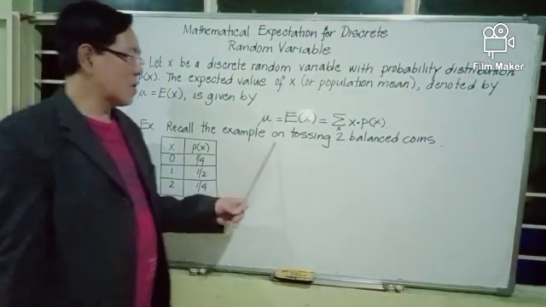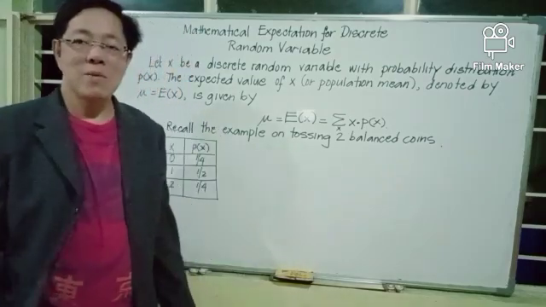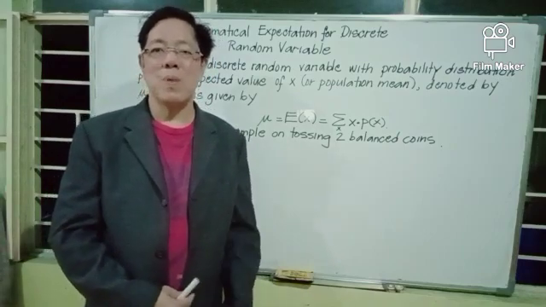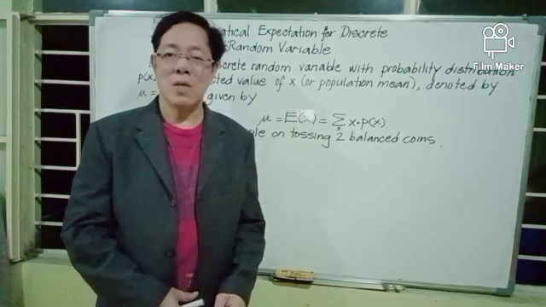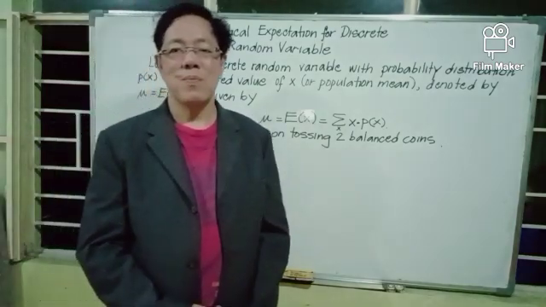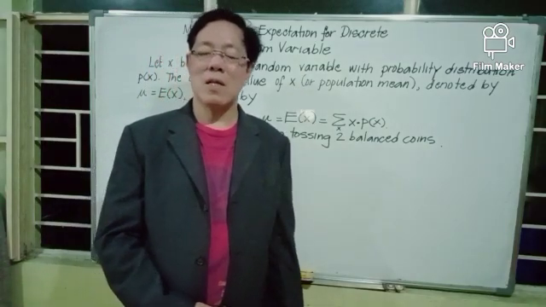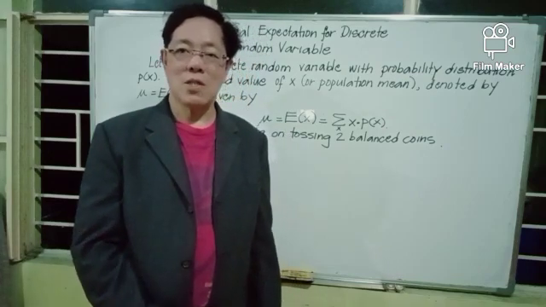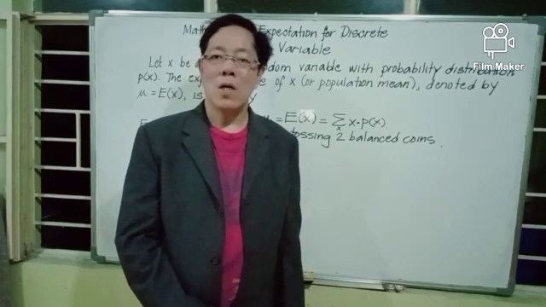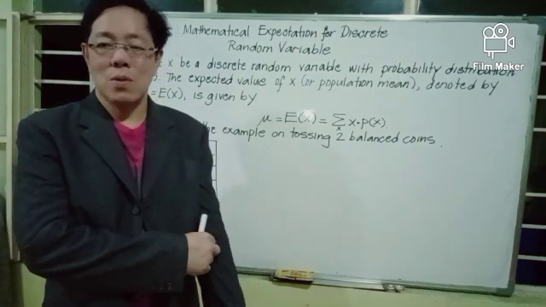Recall the example on tossing two balanced coins. If you can recall, we enumerated all the possible outcomes of tossing two balanced coins. Those are: HH, one head in the first coin and one head in the second coin; or HT, head in the first coin, tail in the second coin; or TH, tail in the first coin and head in the second coin; or TT, tails in both coins.